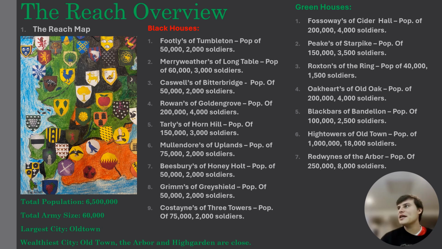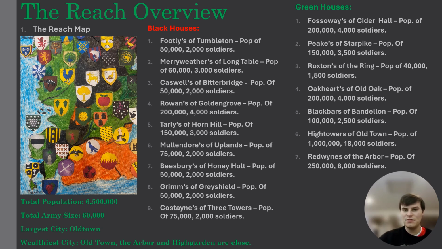So we have the Fossaways of Cider Hall, one of the bigger houses in the Reach. They have the big red apple sigil in that green area. They have 4,000 soldiers, 200,000. There's no direct reason from the books. They may give the reason in the show. I think they'll be in the show.